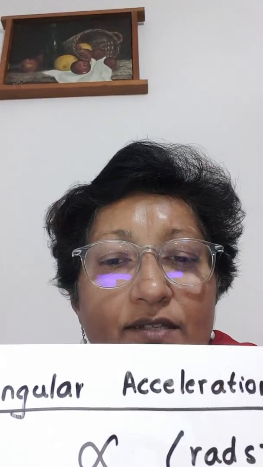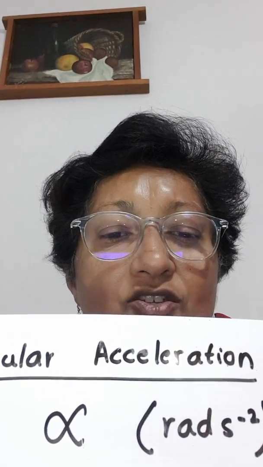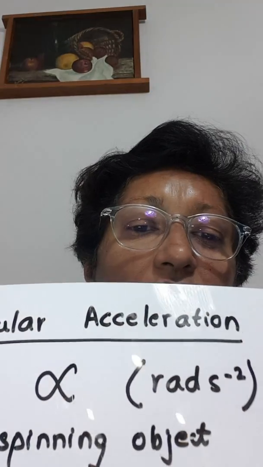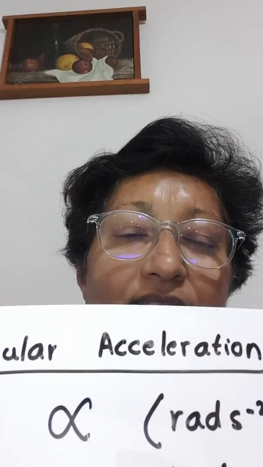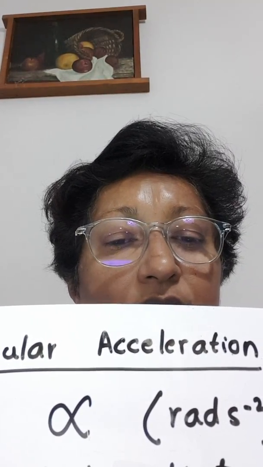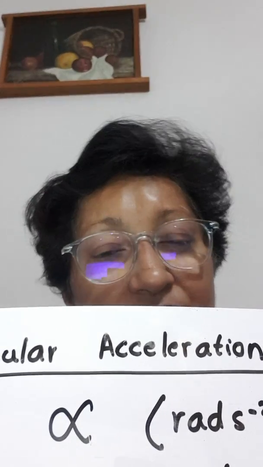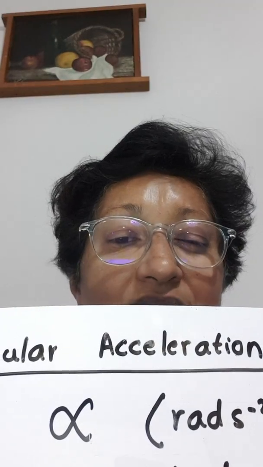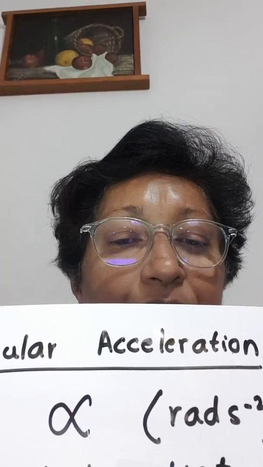Hi everybody. Today we are going to look at angular acceleration, which has to do with rotational motion. The symbol for angular acceleration is alpha, and it's measured in a unit called radians per second squared. It's quite easy to remember the units for rotational motion because linear acceleration is measured as meters per second squared. So wherever you have meters, usually for linear quantities, that's replaced by radians.